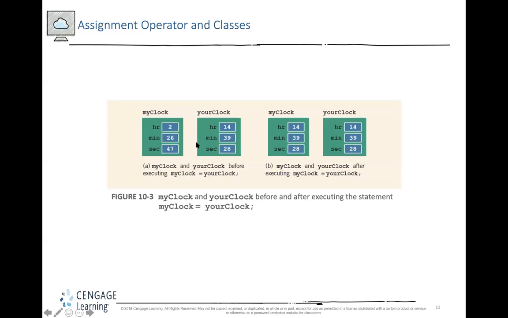This shows you what happens if you assign your clock to my clock. My clock has this data, 2:26:47. After the assignment, the content of your clock is copied over. So now my clock has the same content, but they're not the same object.